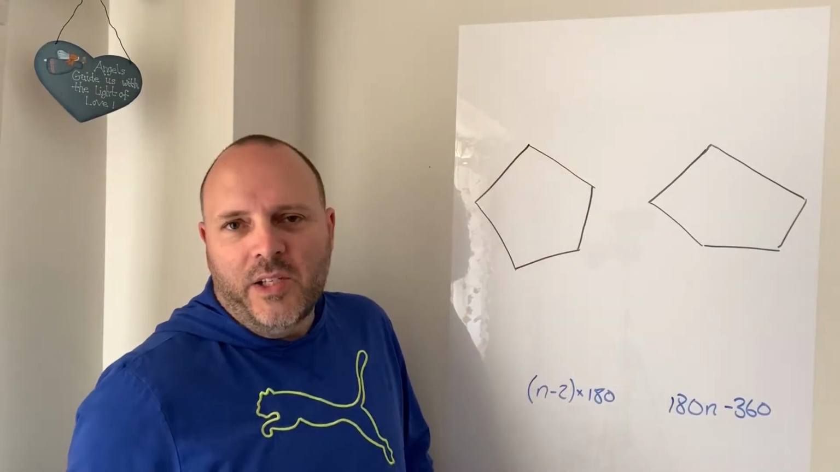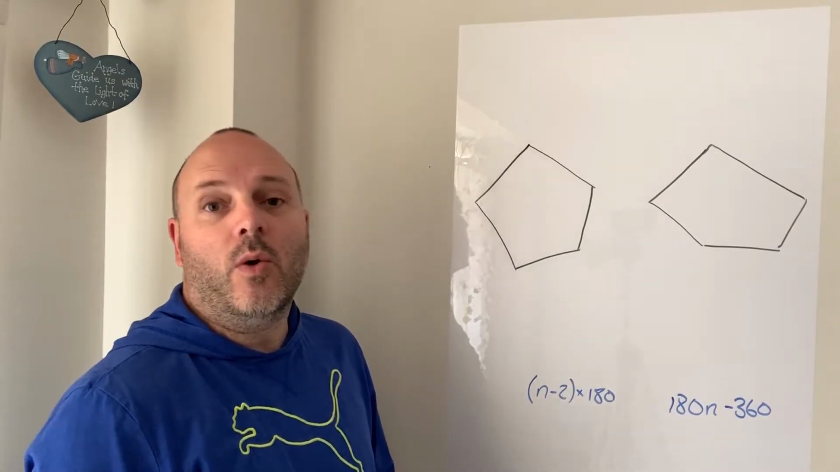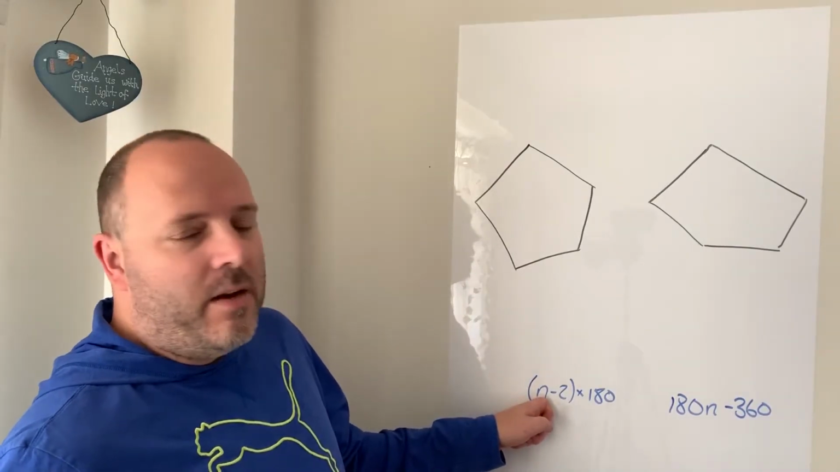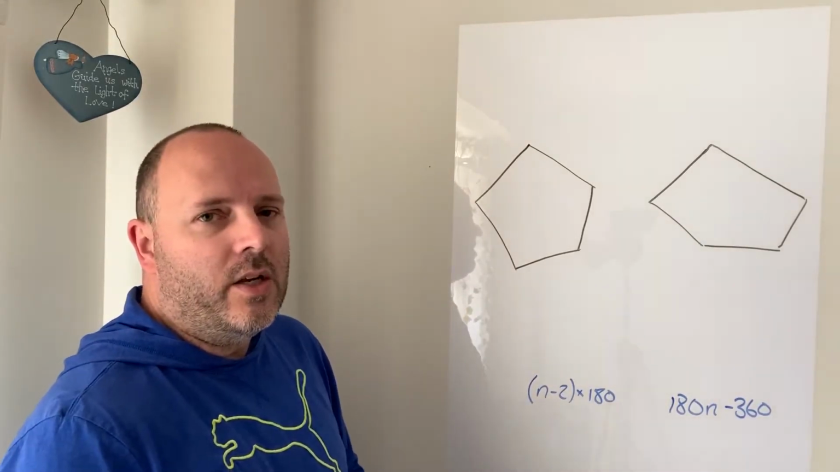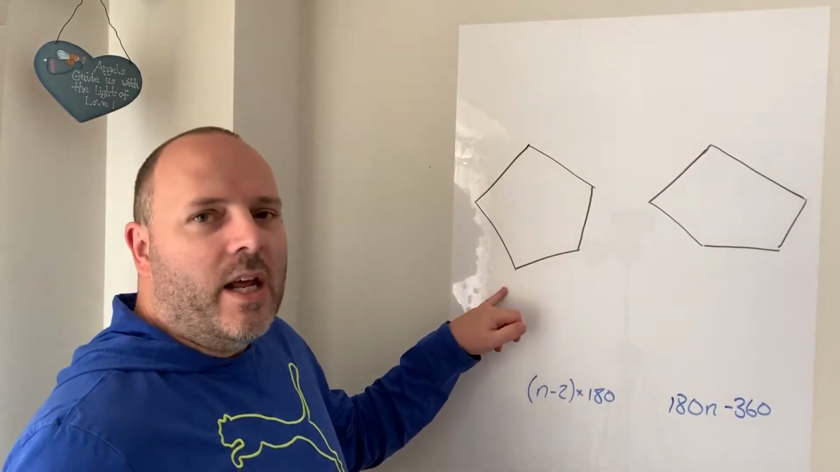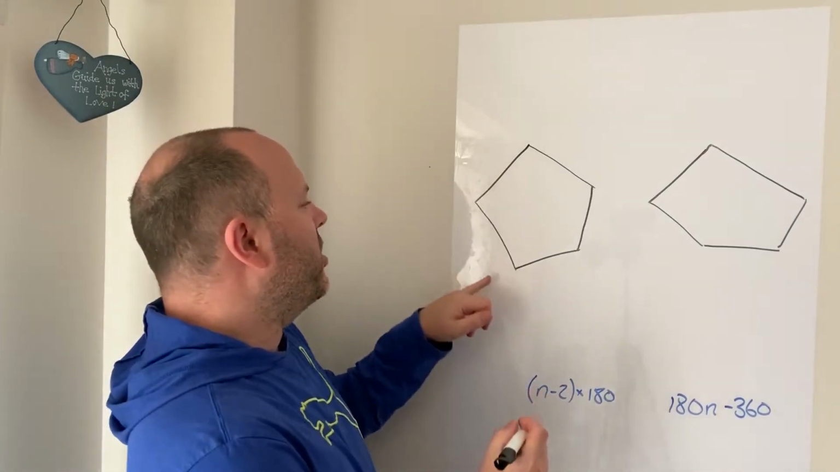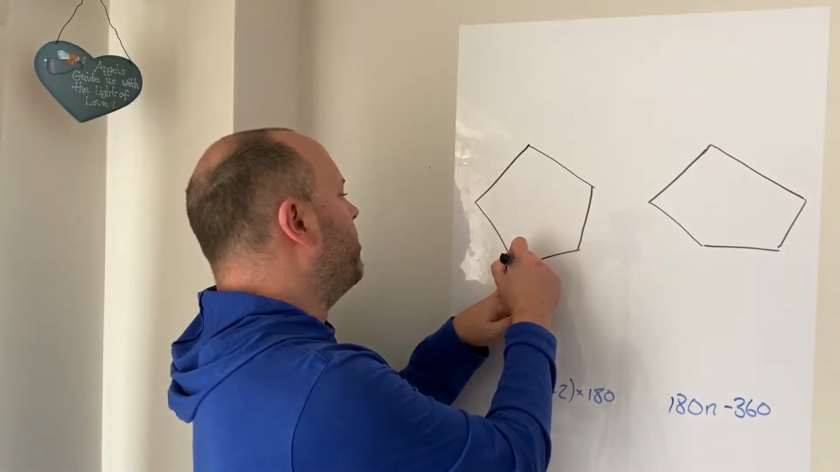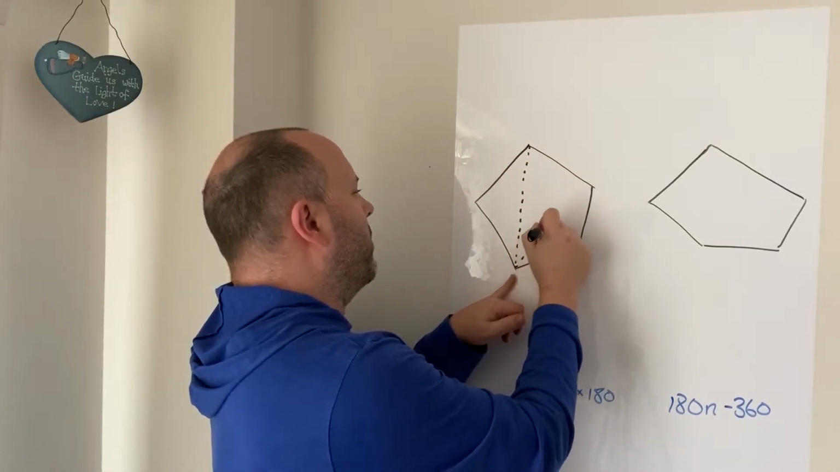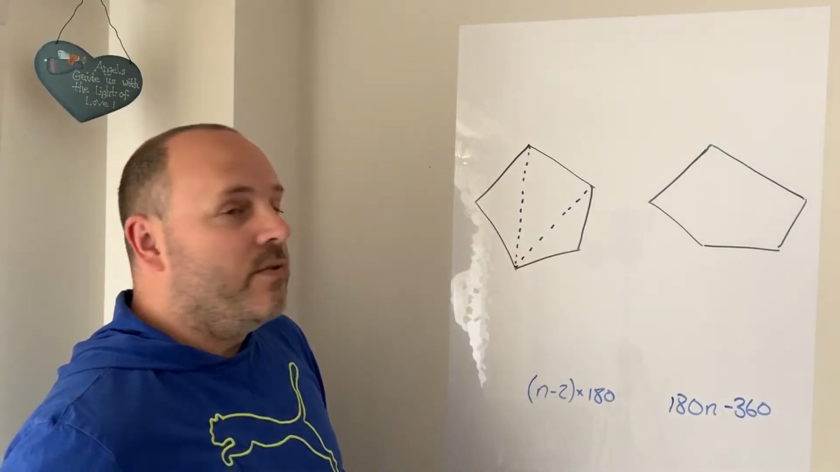All right, I'm back, and I just drew a couple of quick pentagons to demonstrate how these formulas work, or why they work the way that they do. Okay, so if you think about the n minus 2 times 180 degrees, this is why that formula works. Take my pentagon, and I'm going to divide it up into triangles. So I'm going to divide it up like this. I'm going to start at one vertex, and I'm going to split it up into triangles by drawing diagonals to the other vertices.